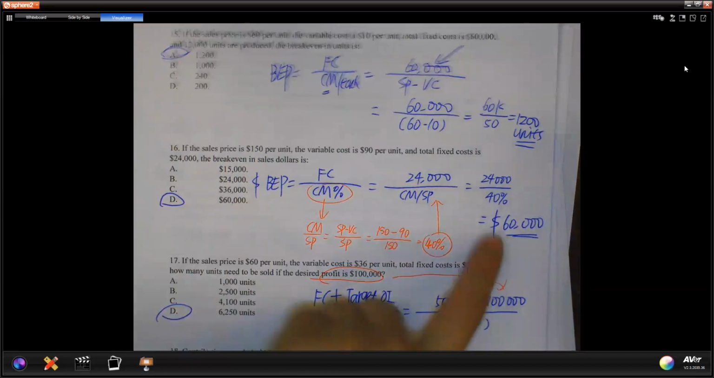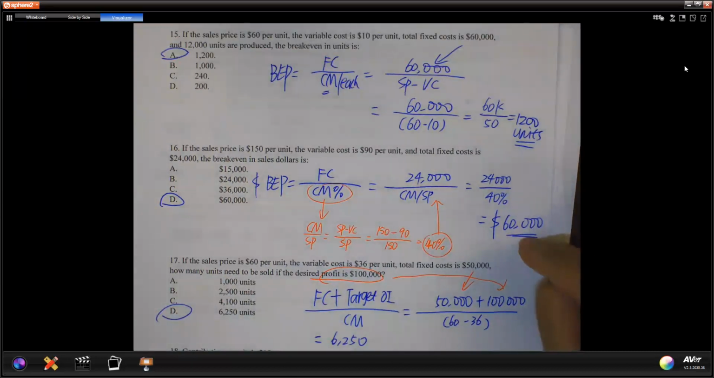What's the meaning of that? One more time, when your sales revenue is 60,000, you thought, oh, I sold 60,000, but your income is 0 because you covered all the variable cost and fixed cost. You are at break even. Break even means you don't lose money, you don't earn money, your income is 0.